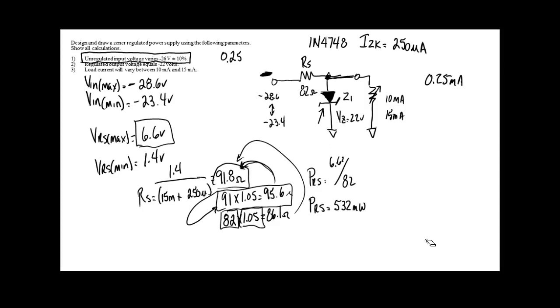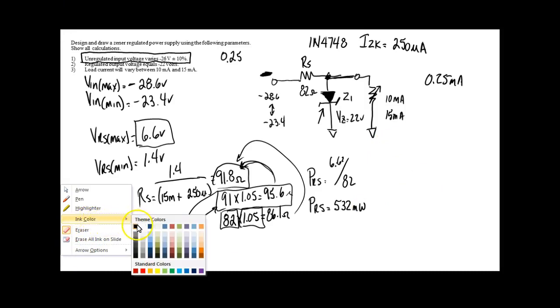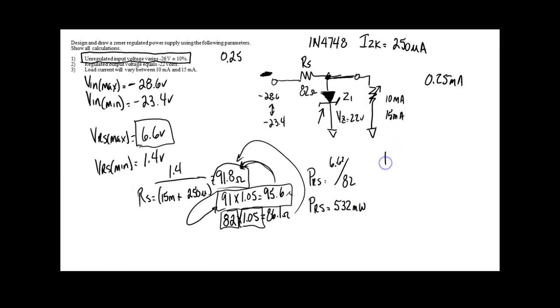Okay, so now we need to calculate the power in the Zener. So I'm going to calculate the maximum current in the resistor. IRS max is when it's going to drop its maximum voltage, which is going to be 6.6 volts, divided by the size that we're using, 82 ohms. You could do this as part of the formula, by the way, if you wanted to skip this step right here. I'll show you that in a minute.